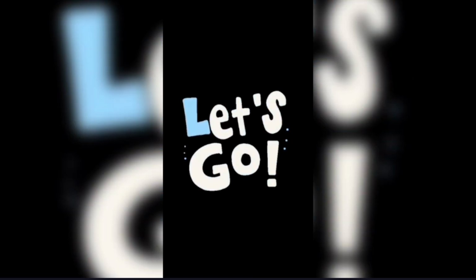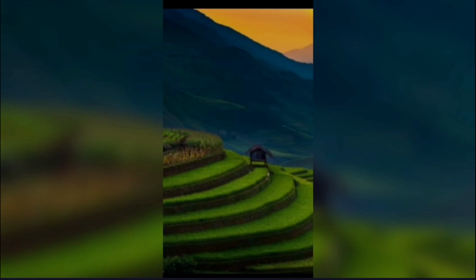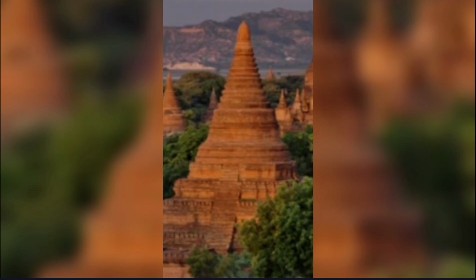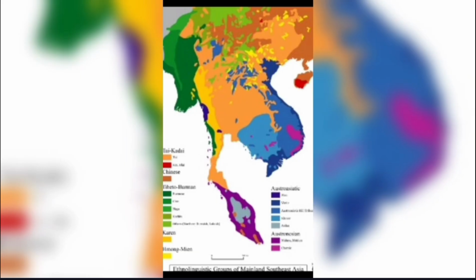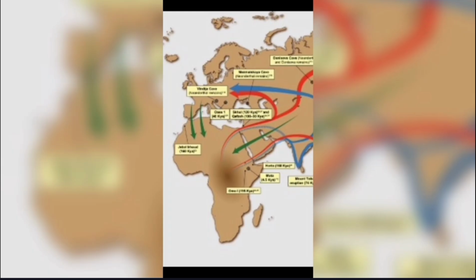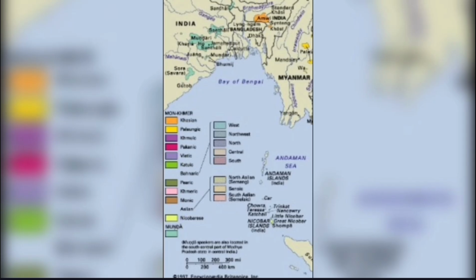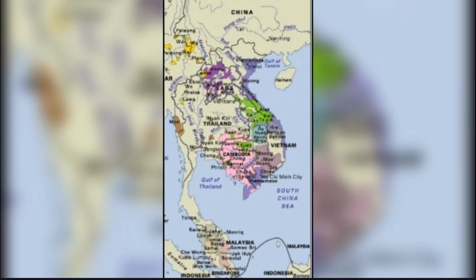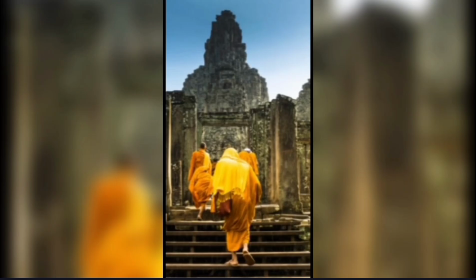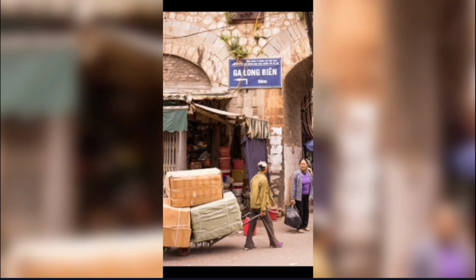Once upon a time, in Southeast Asia's lush and vibrant lands, a tapestry of languages began to weave its story. This region, known for its breathtaking landscapes and rich cultural heritage, is also a crucible of linguistic diversity. The story begins thousands of years ago, with the migration of people and the spread of languages. The Austroasiatic languages, like Khmer and Vietnamese, were among the first to leave their mark, echoing through the ancient Angkor temples and the bustling streets of Hanoi.